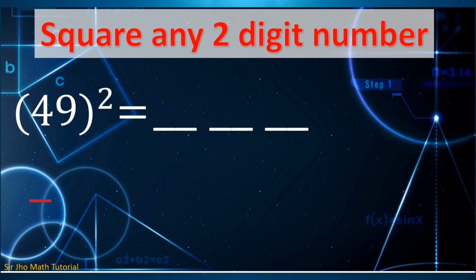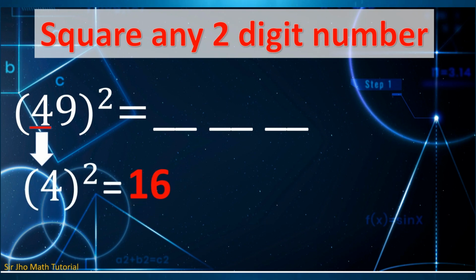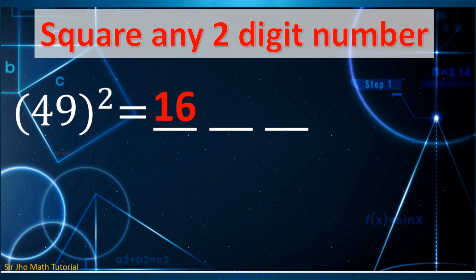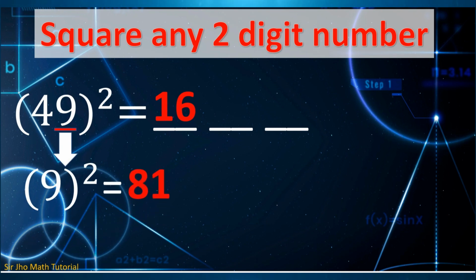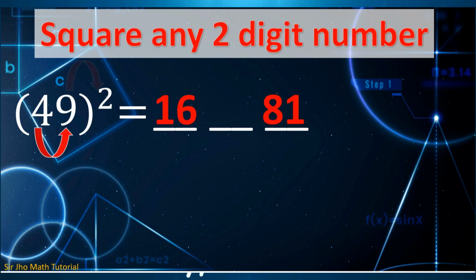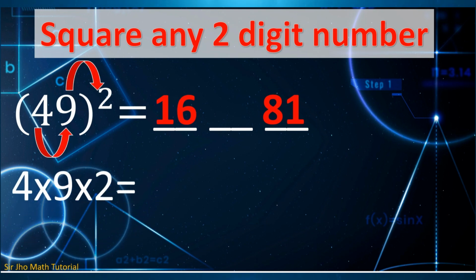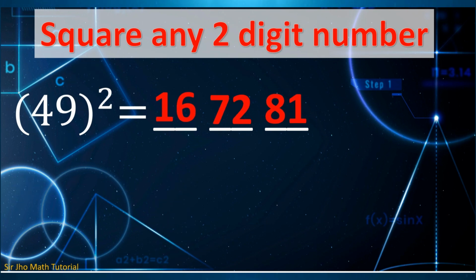Square the first digit. 4 squared is equal to 16. Next, 9 squared is equal to 81. For the middle, 4 times 9 times 2 is 72. Then, bring down 1, carry 8 to 72. 72 plus 8 is equal to 80.